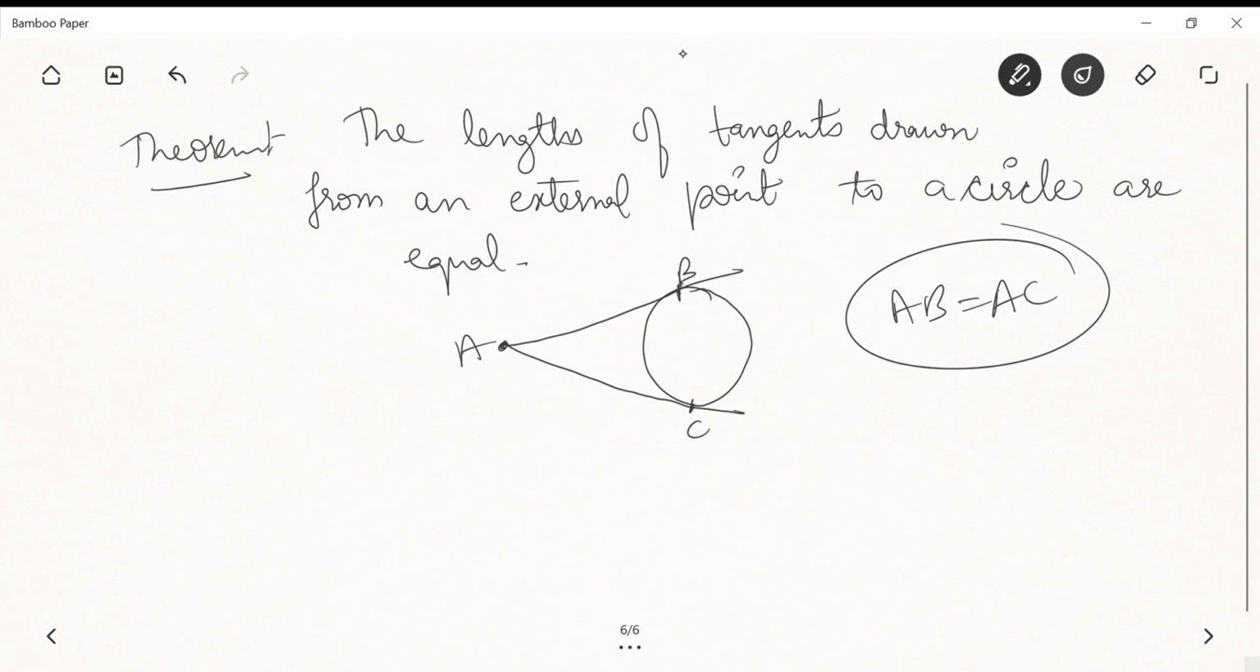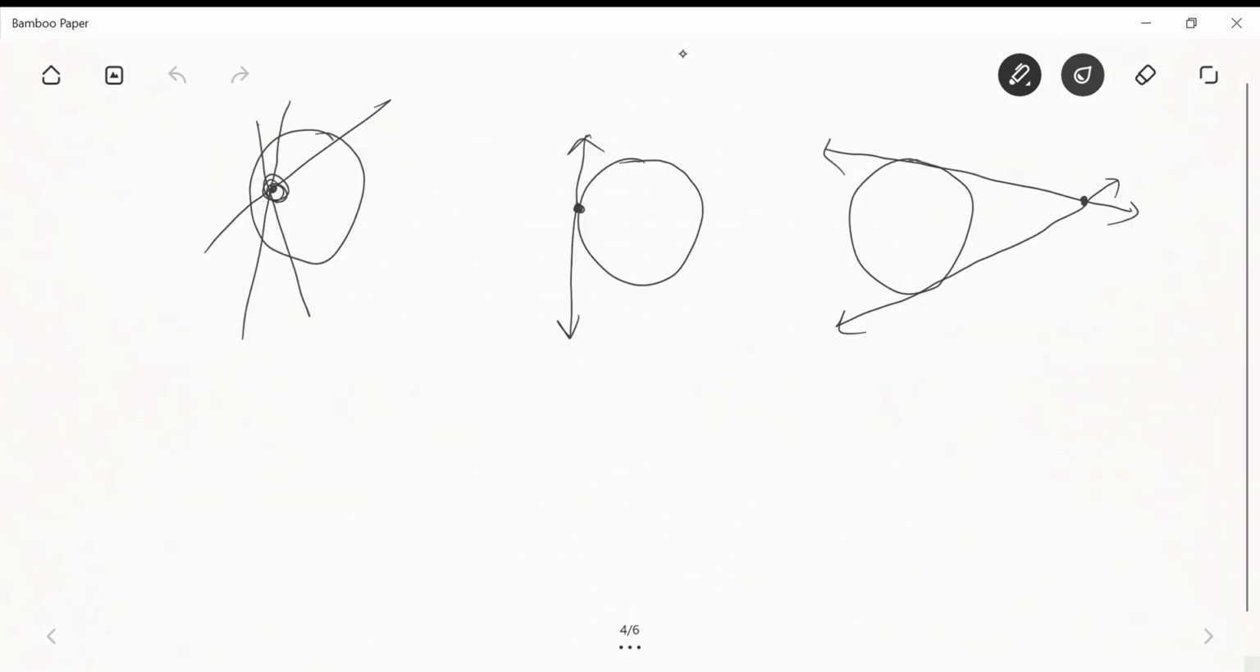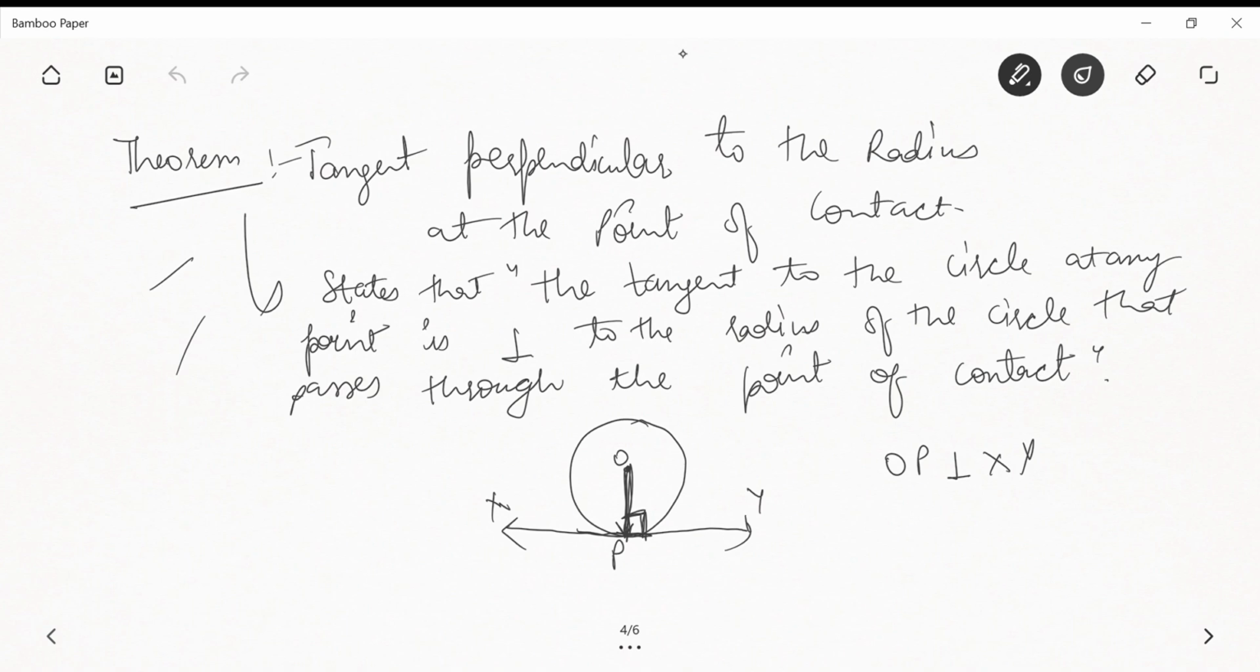These two theorems are important in this chapter, and questions are based on these facts and these notes only. So I guess I have covered all the basics of a circle. I hope this video is clear to everyone.